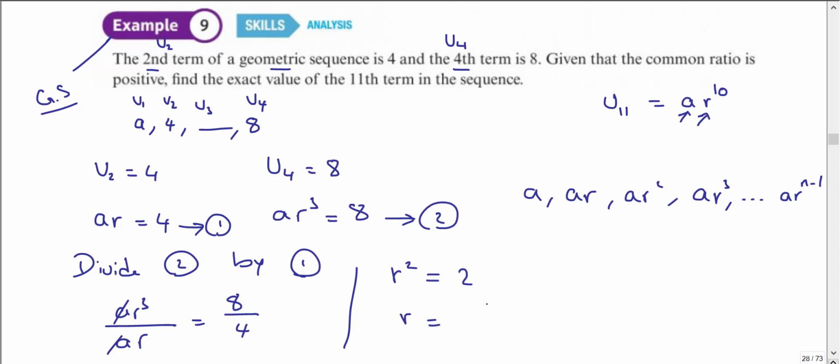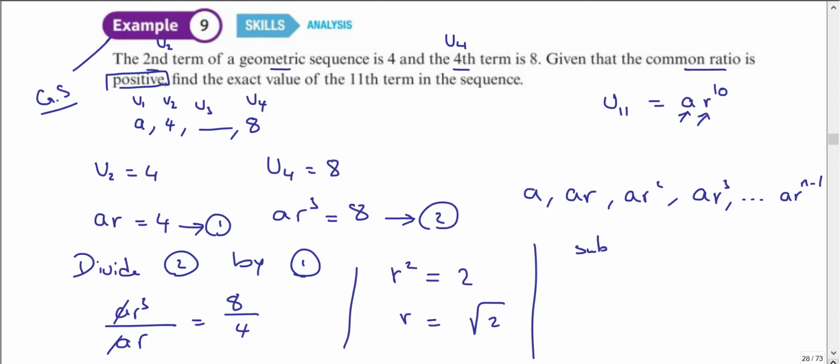Which means R is plus or minus square root 2. But they said something about the common ratio. They said the common ratio is positive. So we only take the positive answer. So R is root 2. Once you have R as root 2, go back and substitute in either one and get A.